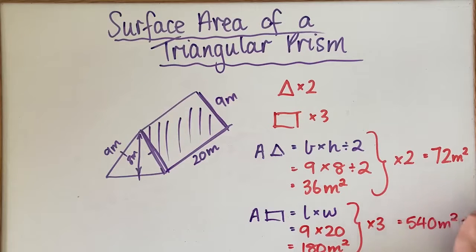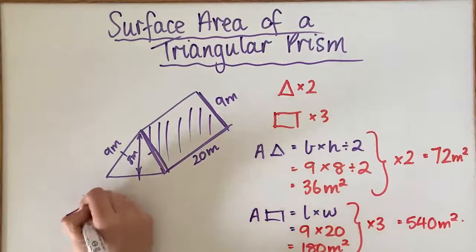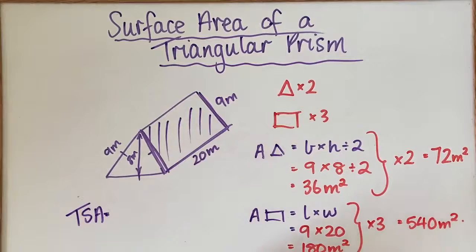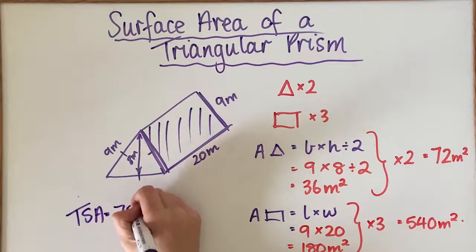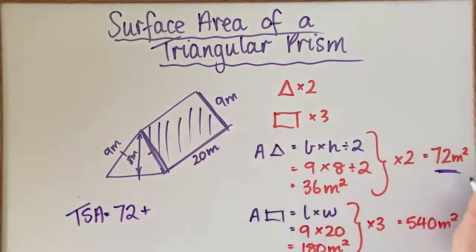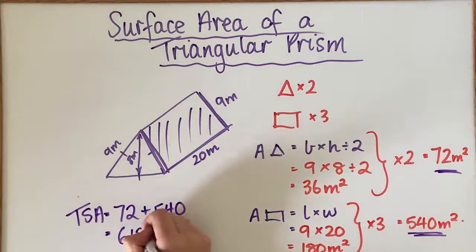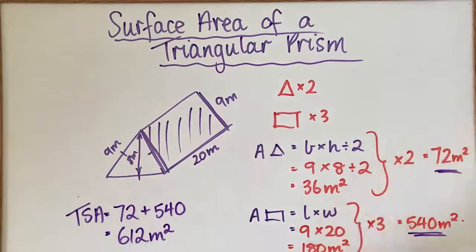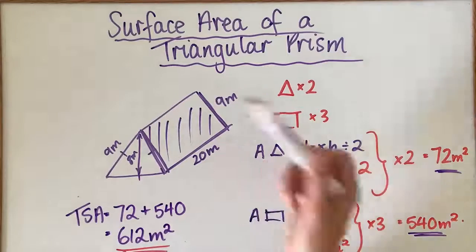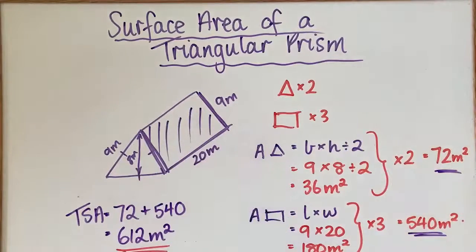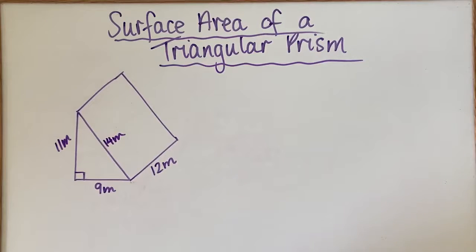540 meters squared. Now we're not quite done yet, because what we're after is the total surface area. So the total surface area of this shape is going to be 72 plus 540, and that's going to be 612 meters squared. So with the triangular prism, you need to find the area of both triangles and then the area of each side.